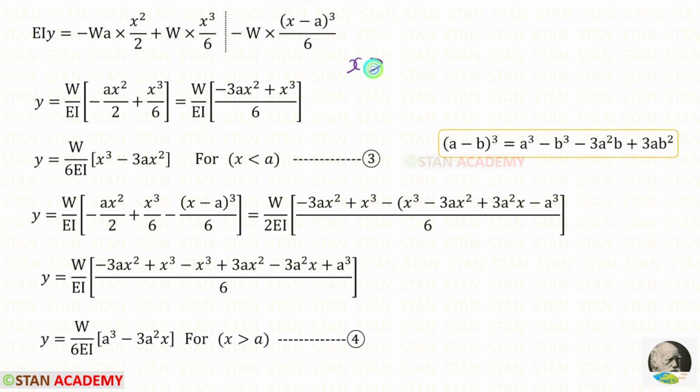When x is greater than a, we have to take this also. We can take W outside. Then we can take LCM. Let us keep 6 as LCM. Using the (a minus b) whole cube formula, we can expand this like this. Then we can eliminate these two. We can eliminate x cube. We will have only this. This is the equation we have to use when x is greater than a. Let us keep this as number 4.